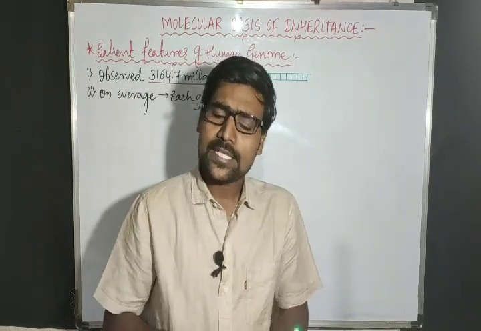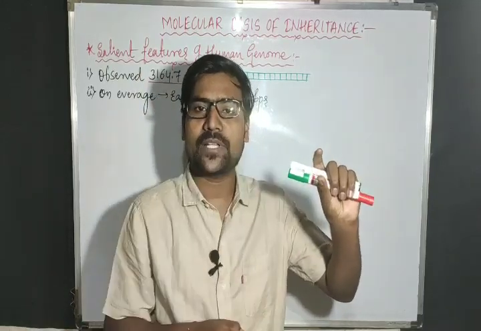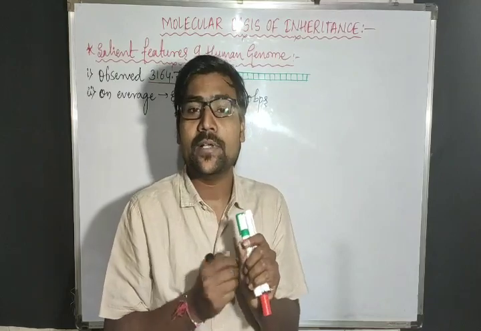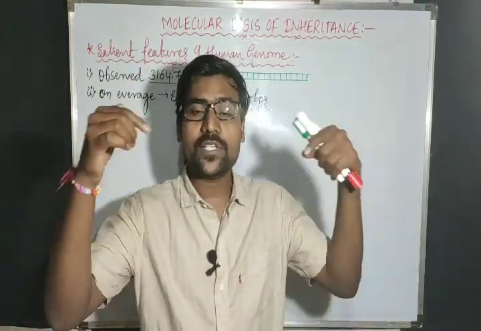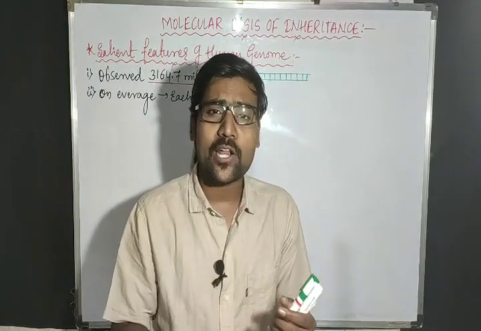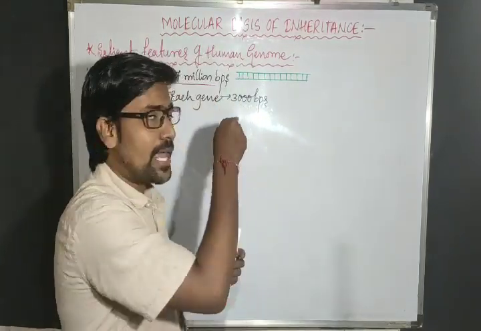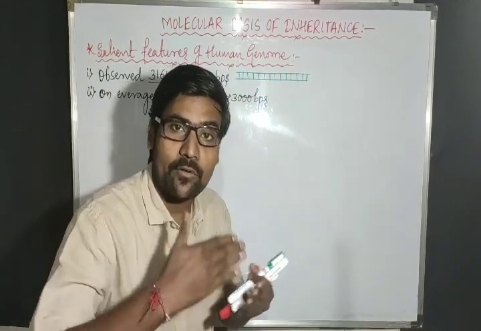Why? Because some genes are bigger in size, having many base pairs. Some genes are smaller, having fewer base pairs. Some genes are medium, some are the largest. That means genes are not all the same length, and cannot all have the same number of base pairs. Because of that reason, we have to take an average.